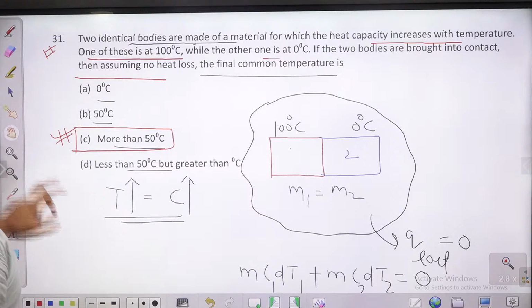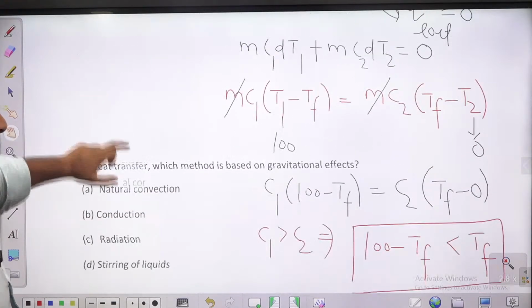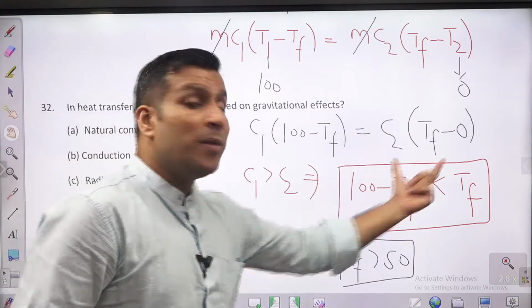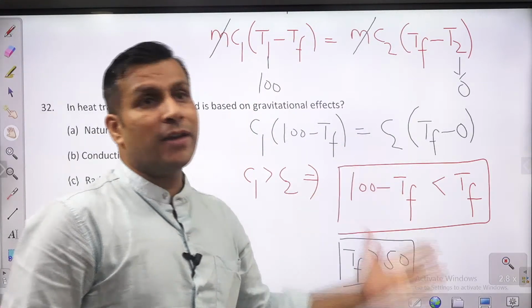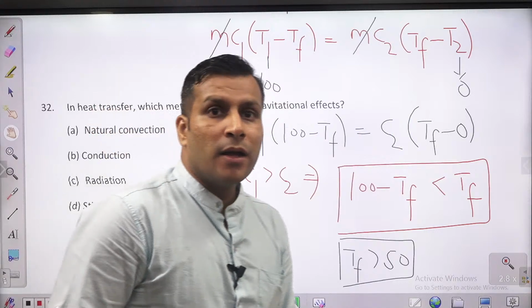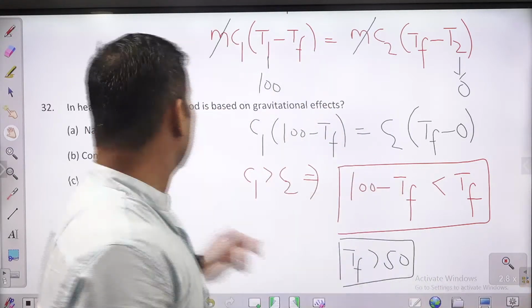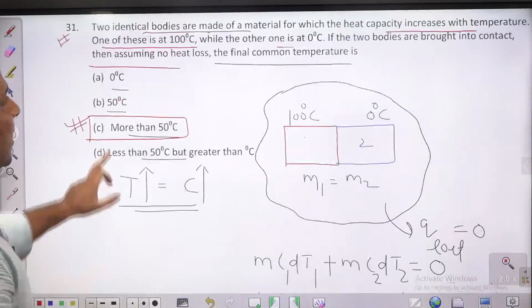Fine, guys. Why am I actually answering C? Is it right? Do you understand? This product is the same. This is more. That's why this will be less. And if this is less than this, T final will be more than 50. Yes. C is not constant. You cannot take C as constant because clearly he has mentioned C is changing, guys.